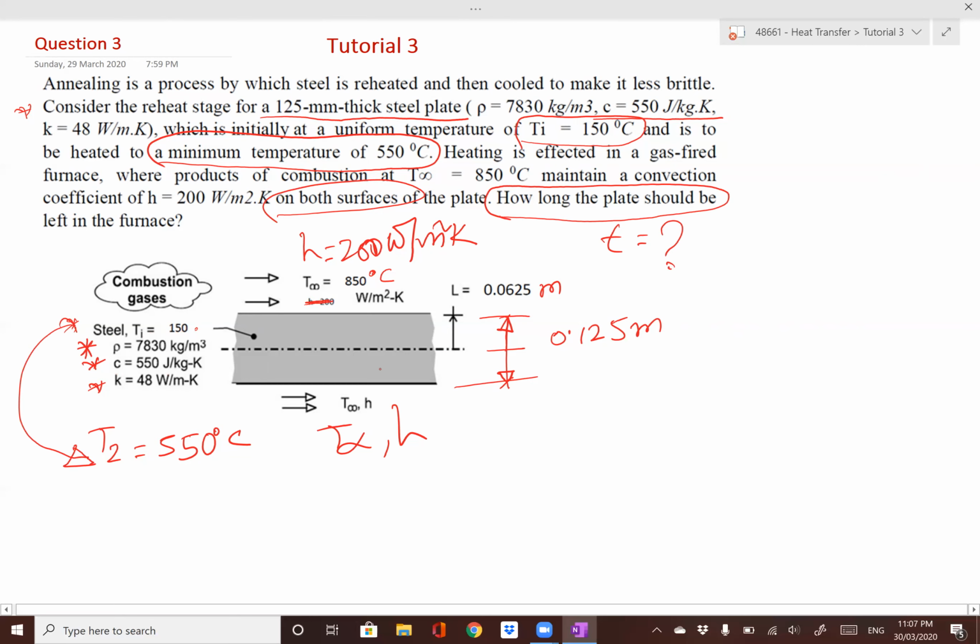Okay, so first we'll find out that this is a time dependent problem, so it will vary with the time. So now we'll check the Biot number. So here the thickness.